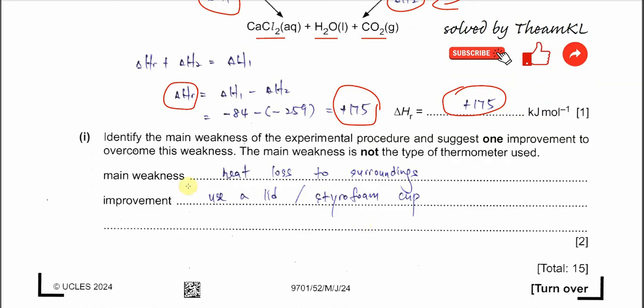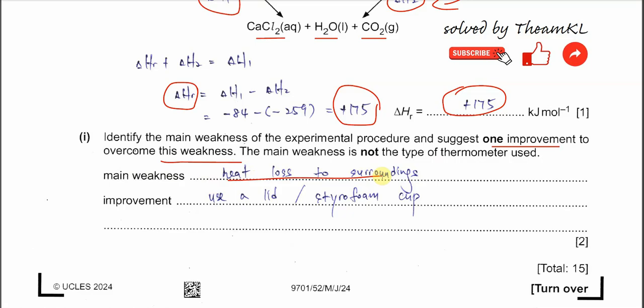Okay, part I, the last one. Identify the main weakness of the experimental procedure and suggest one improvement to overcome this weakness. Normally for enthalpy experiments, the main problem is heat loss. So this one is also the same thing, heat loss to the surrounding.